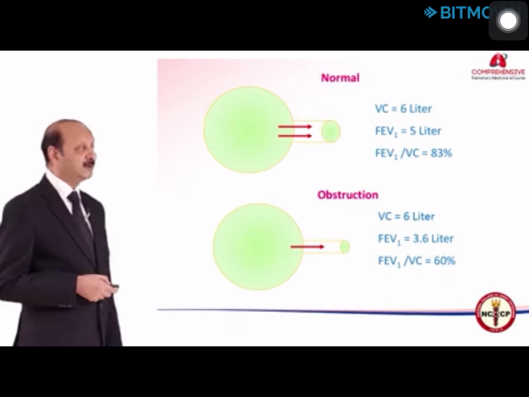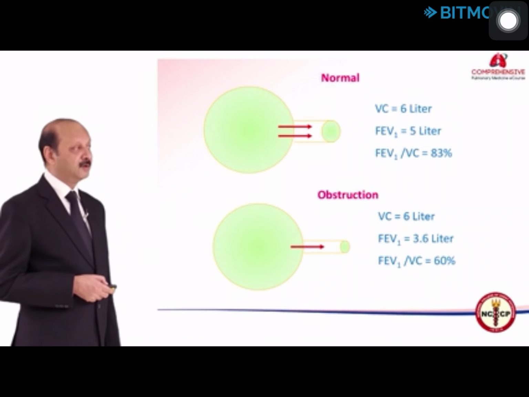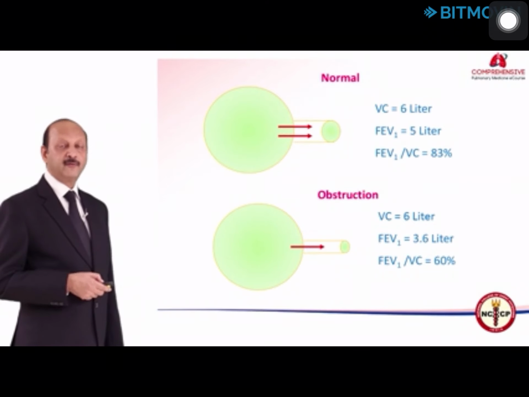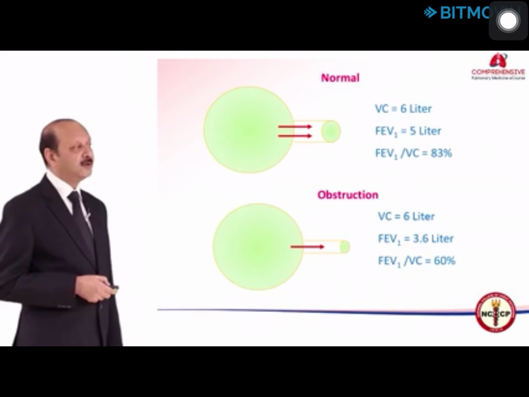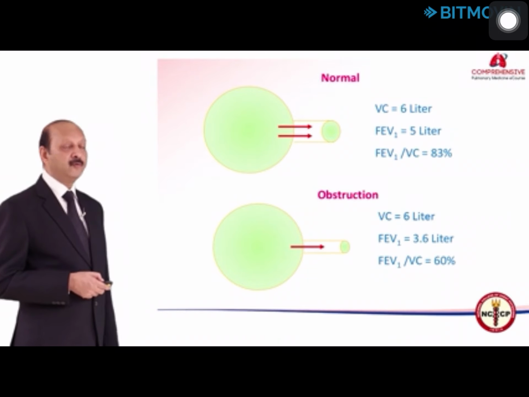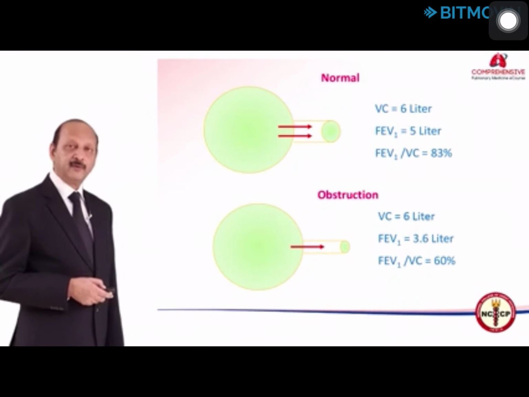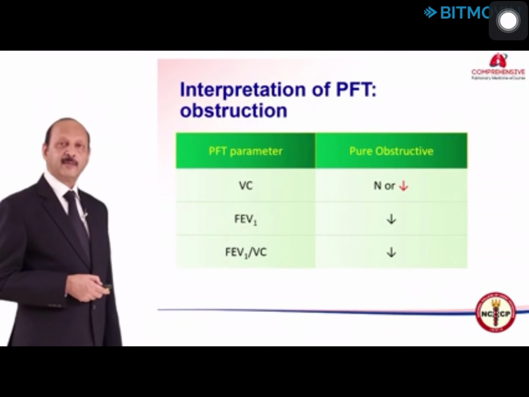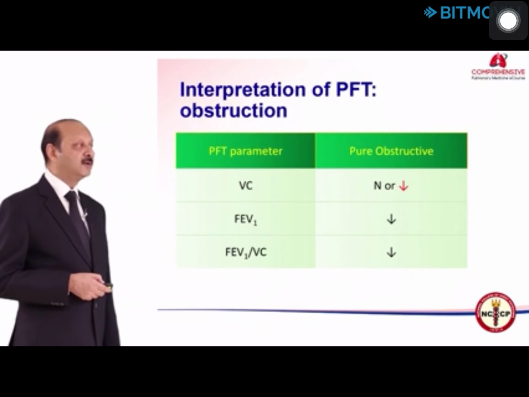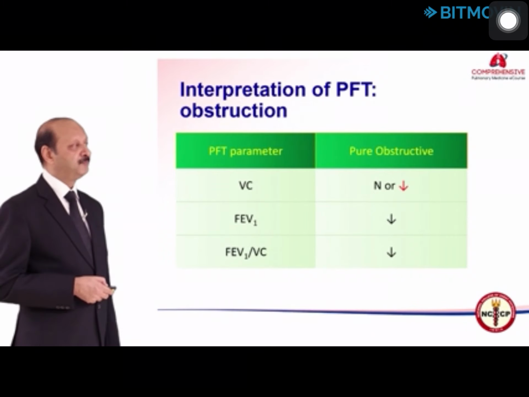The size of the balloon remains the same and the neck is narrowed. So what will happen? The VC will remain the same, but if you take a balloon and deflate it and you narrow the neck, it will take a longer time. So in the first second, less will come out. So FEV1 will be reduced, and since FEV1 is reduced, the FEV1/FVC will also be reduced. So the vital capacity will be reported as normal, FEV1 will be low, and FEV1/FVC will also be low.